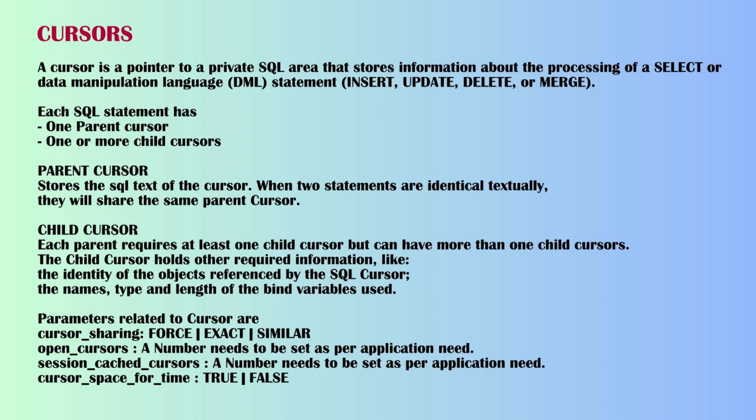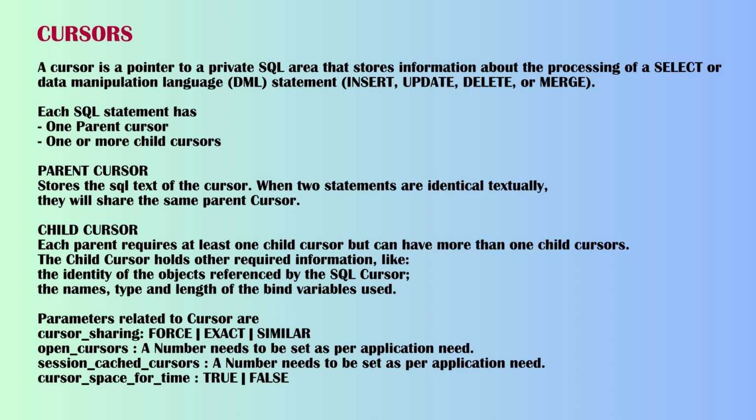The child cursor holds other required information, like the identity of the objects referenced by the SQL cursor, and the names, type, and length of the bind variables used. A child cursor contains the environment, statistics, execution plan, and bind variables. V$SQL contains one row for each child cursor. A child cursor takes up less space in the cursor cache. It doesn't contain all of the information stored in a parent cursor. For example, the SQL text is only stored in the parent cursor and not in each child.